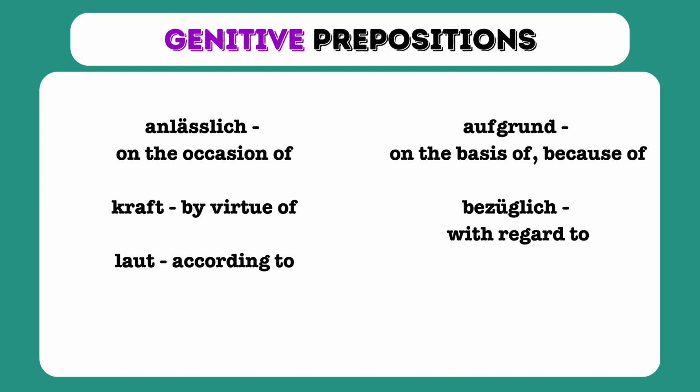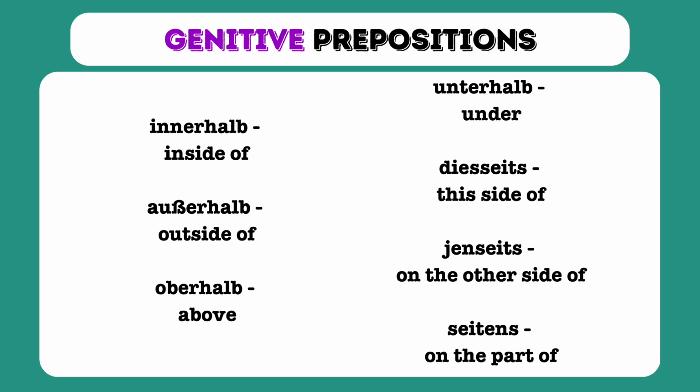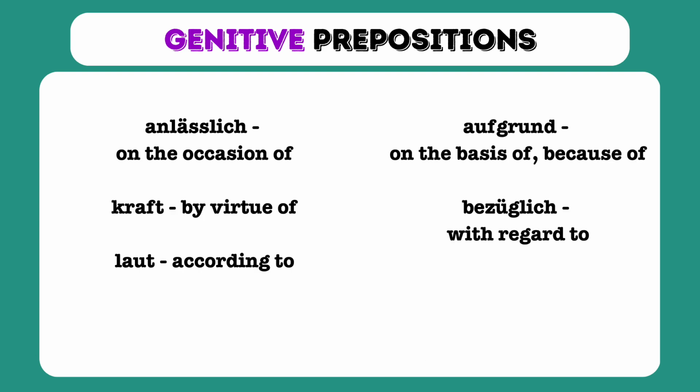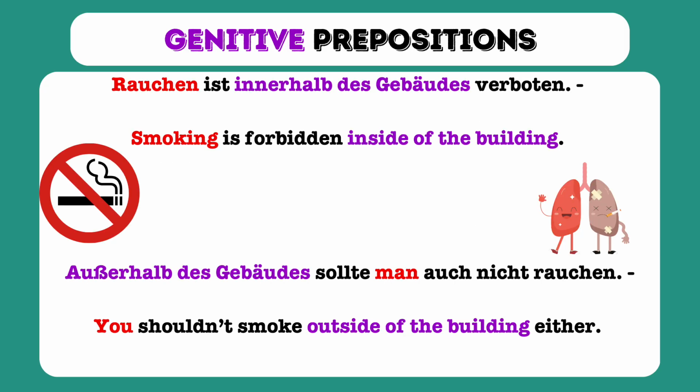In addition to those, we also have anlässlich, on the occasion of; Kraft, by virtue of or by the power of; laut, meaning according to; aufgrund, on the basis of or because of; and bezüglich, with regard to; innerhalb, außerhalb, oberhalb, unterhalb, diesseits, jenseits, seitens, anlässlich, Kraft, laut, aufgrund, bezüglich. Now let's try some examples.